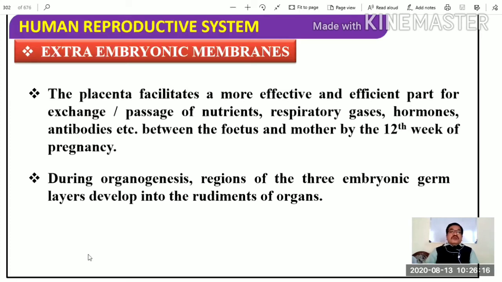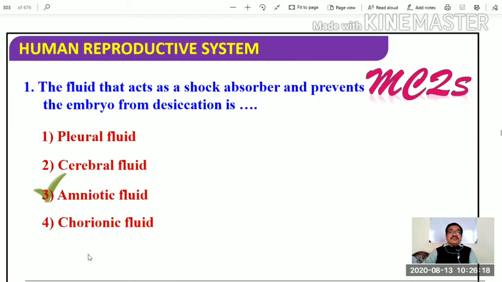There is an MCQ. The fluid that acts as a shock absorber and prevents the embryo from desiccation is... So shock absorption and prevention of embryo desiccation, so that the pregnancy is not lost. That is the amniotic fluid. The correct answer is amniotic fluid.